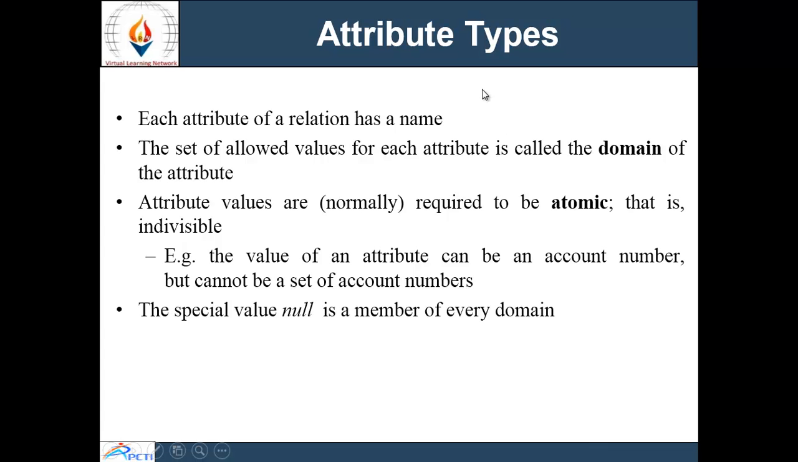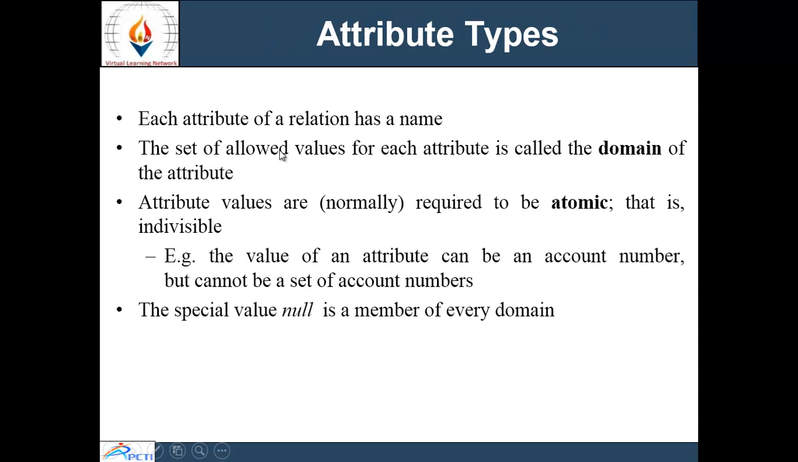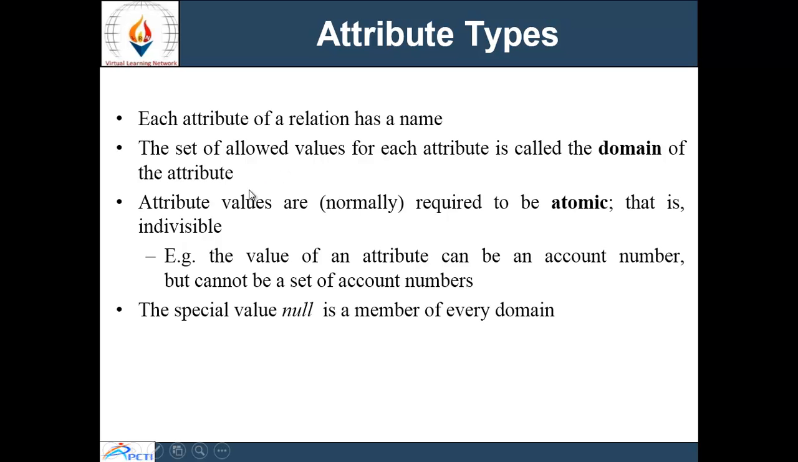Now, attribute types. Each attribute of a relation has a name. For example, this attribute has the name account number, this one is named branch name, and this third attribute is balance. The set of allowed values for each attribute is called the domain of that attribute. It means the values that we can enter, the range of values from which we can pick the value to enter in this attribute, is called the domain of that particular attribute.